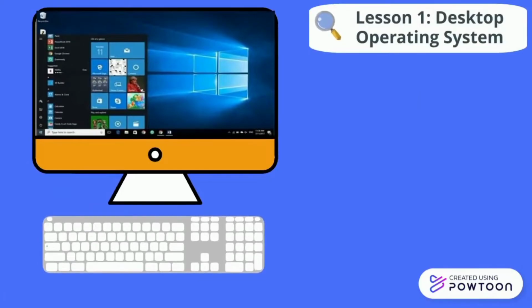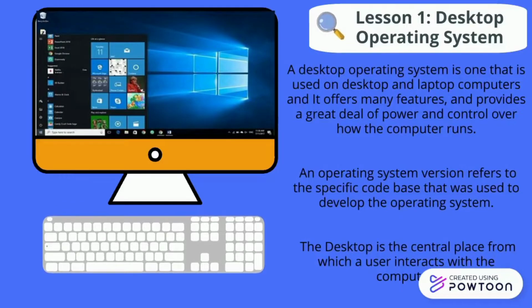Lesson 1. Desktop Operating System. A desktop operating system is one that is used on desktop and laptop computers, and it offers many features and provides a great deal of power and control over how the computer runs. An operating system version refers to the specific code base that was used to develop the operating system. The desktop is the central place from which a user interacts with the computer.